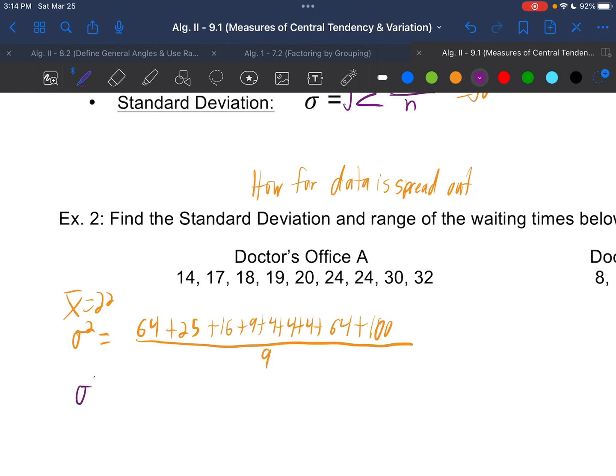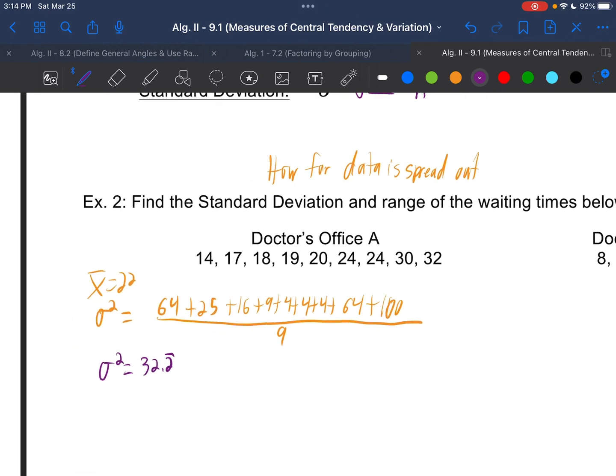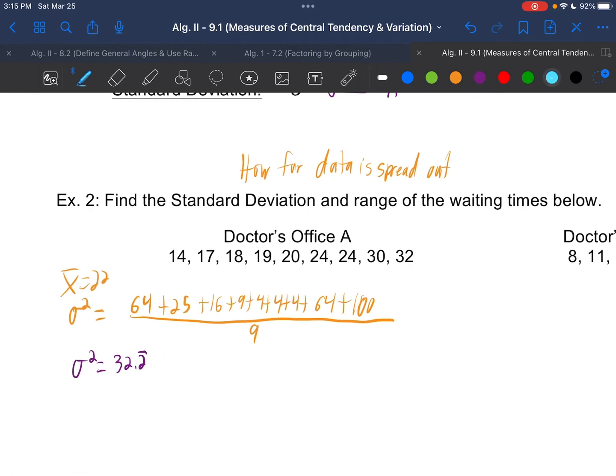And that ends up giving you that the variance is 32.2 repeating. So now we were asked to find the standard deviation. So for the standard deviation, I should write the symbol for standard deviation, you would square root that variance of 32.2 repeating, and you could just type square root and then hit up and enter that into your calculator there, which would approximately be 5.67.